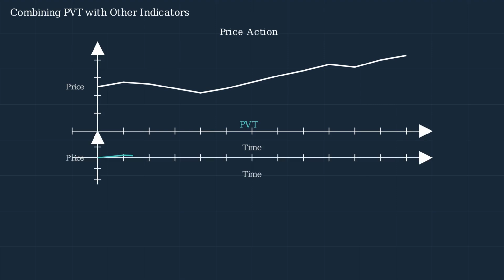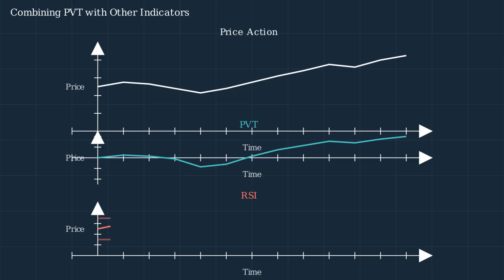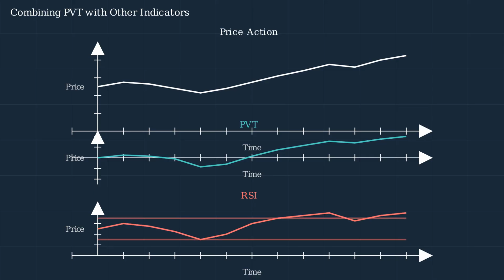First, we have the price volume trend indicator, which measures volume flow adjusted for price changes. Next, we can add the relative strength index, which measures momentum. RSI helps identify overbought or oversold conditions. Adding moving averages to our price chart helps identify the overall trend direction. Here we have 50-period and 200-period moving averages.